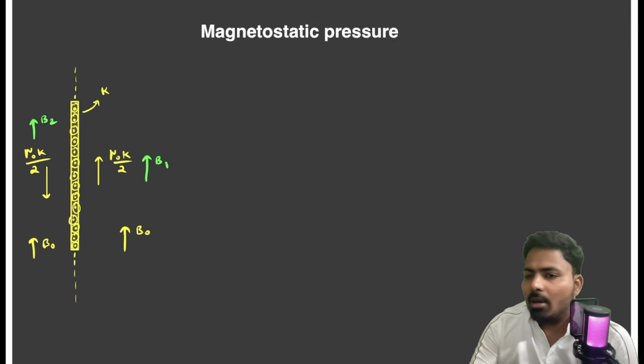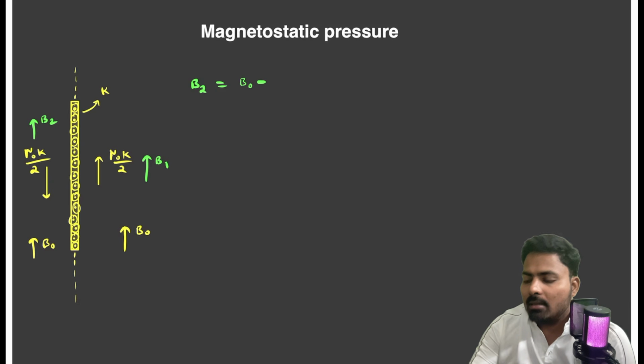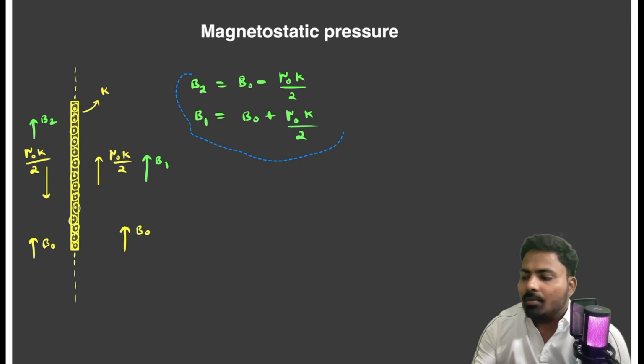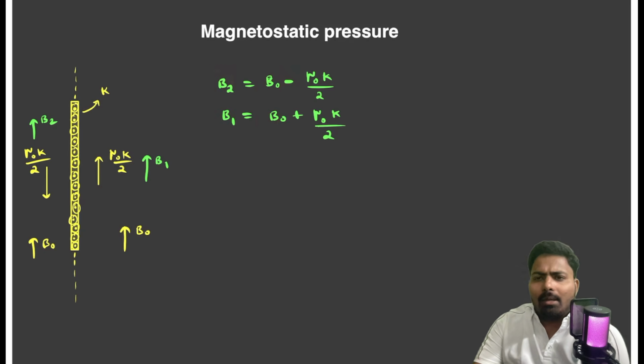Now, what will be the net magnetic field on the left side? That is B2, which can be written as B naught minus mu naught K by 2, because due to this sheet the field is in the downward direction. Similarly B1 can be written as B naught plus mu naught K by 2, because both are getting added here. By using these two, I'll try to find B naught in terms of B1 and B2. Similarly, I'll find K also in terms of B1 and B2.